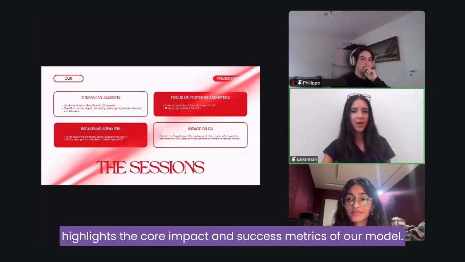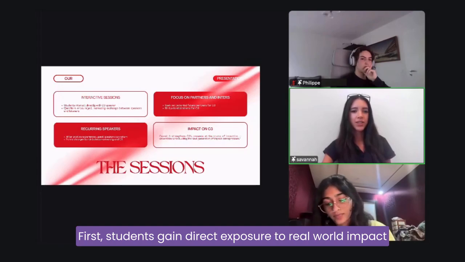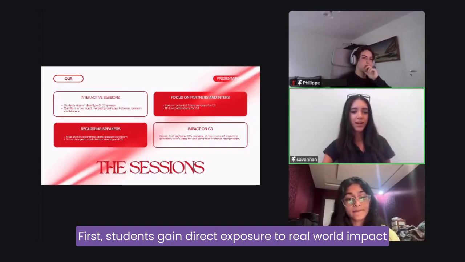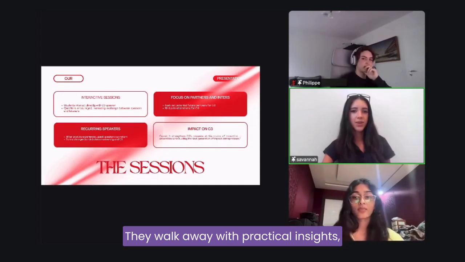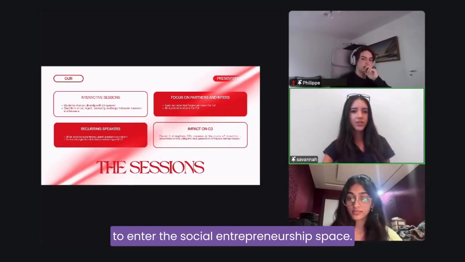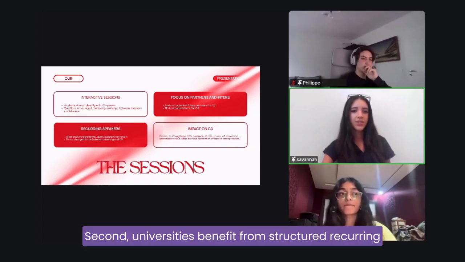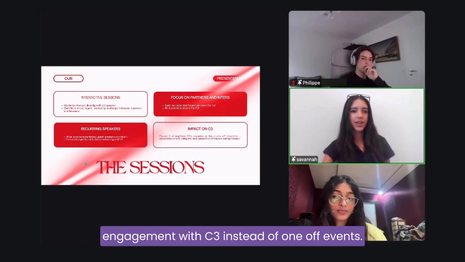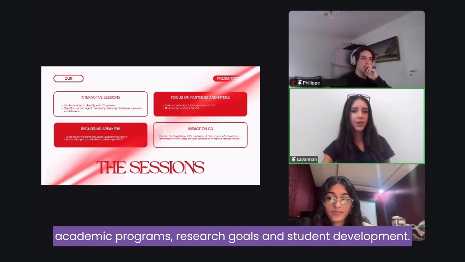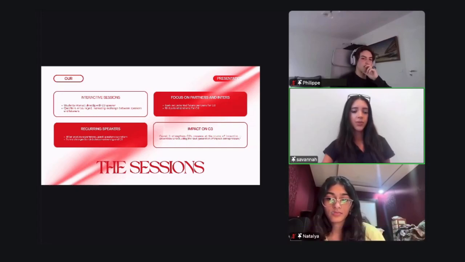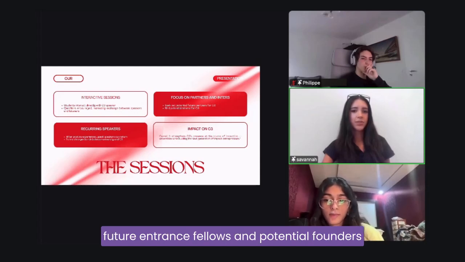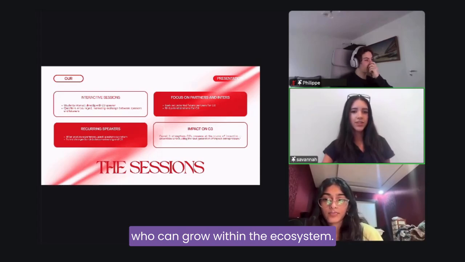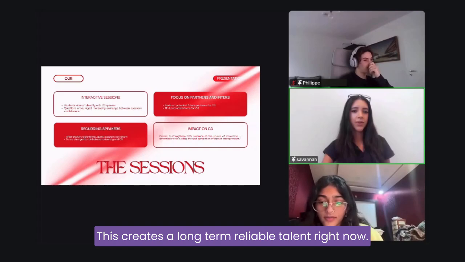This slide highlights the core impact and success metrics of our model. First, students gain direct exposure to real-world impact work through founders, investors, and C3 alumni. They walk away with practical insights, mentorship, and a clearer understanding of how to enter the social entrepreneurship space. Second, universities benefit from structured, recurring engagement with C3. Instead of one-off events, they gain a consistent partnership that supports their academic programs, research goals, and student development. Third, our model helps C3 identify emerging talent, future interns, fellows, and potential founders who can grow within the ecosystem. This creates a long-term, reliable talent pipeline.